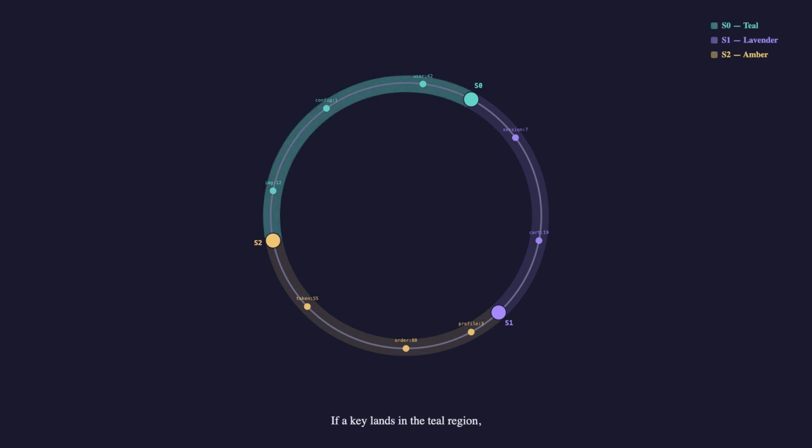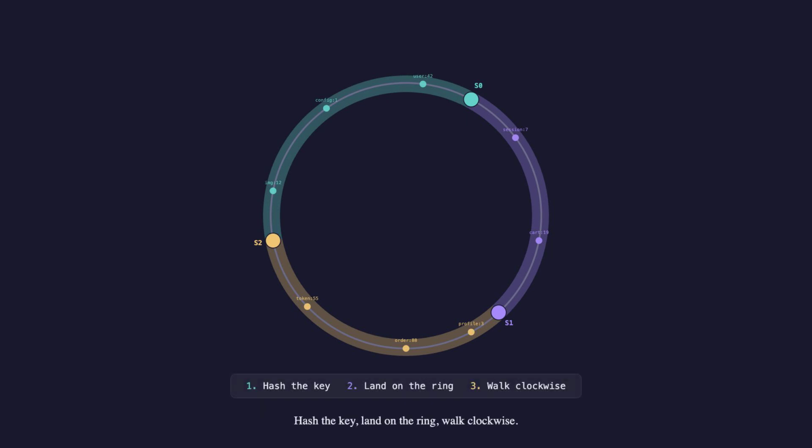If a key lands in the teal region, server S0 handles it. If it lands in the lavender region, it goes to S1. The amber region belongs to S2. This is the lookup rule for consistent hashing. Hash the key, land on the ring, walk clockwise. It's deterministic, it's fast, and as we're about to see, it's remarkably stable when things change.